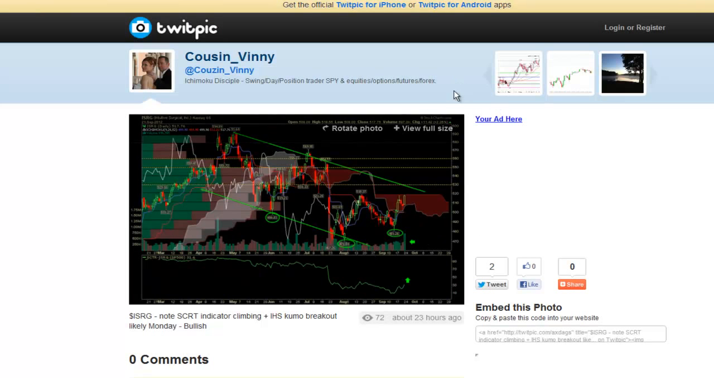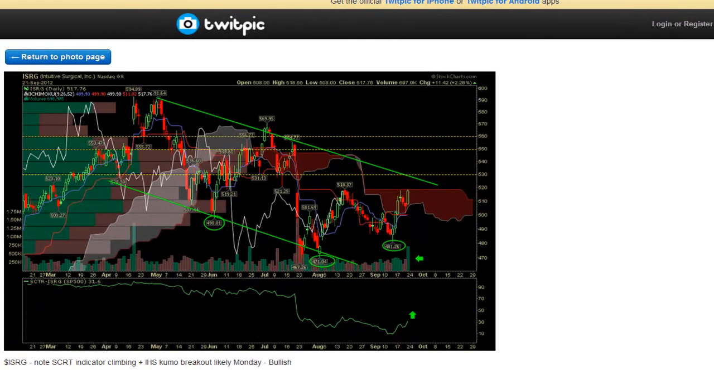ISRG, I mentioned this stock as well this weekend. Similar to PCP, where we had this inverted head and shoulders and a descending pattern. We're about to break out of Kumo this week, and note that our Scooter index is moving higher. We have some levels here to conquer on the way up, but this is a really strong stock, and once it gets some momentum, you can see it can move from here, from 481 up to 520, 519 very quickly.